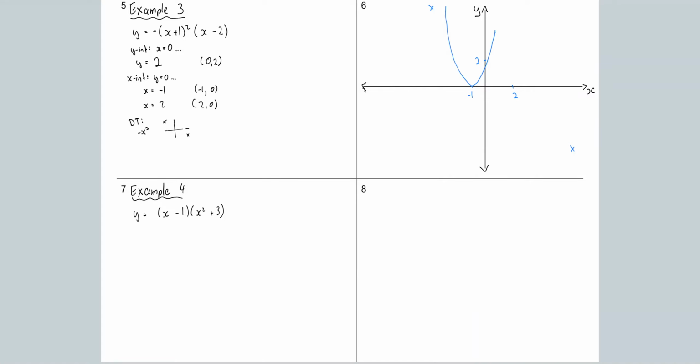When I say I don't really know, I mean the turning point has to be between these 2 points, right? But where it is exactly, I'm not too sure. It's not exactly in the middle. That I can tell you.